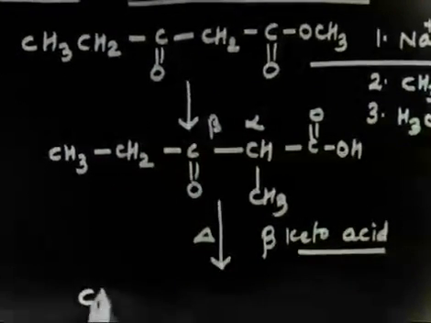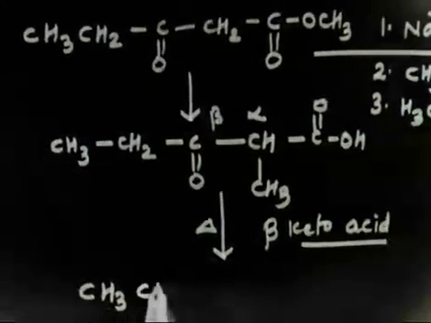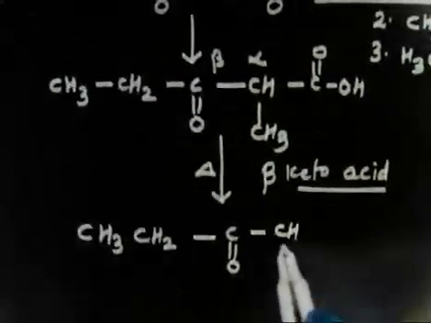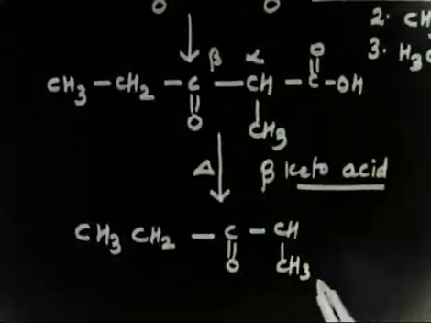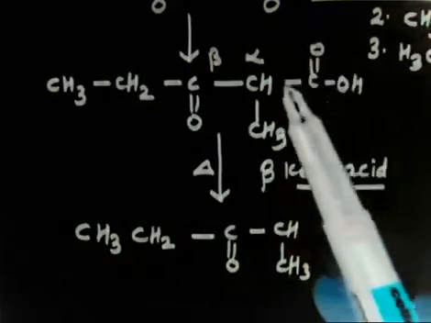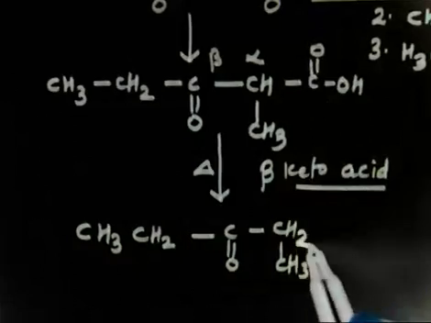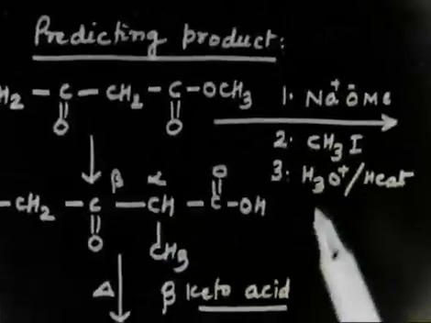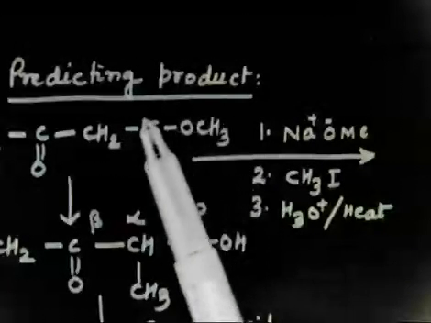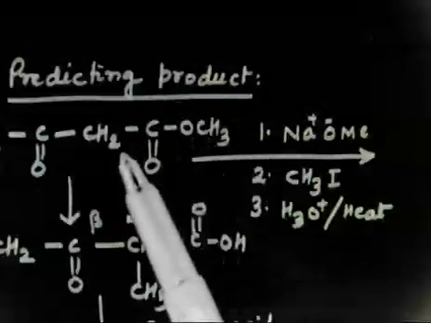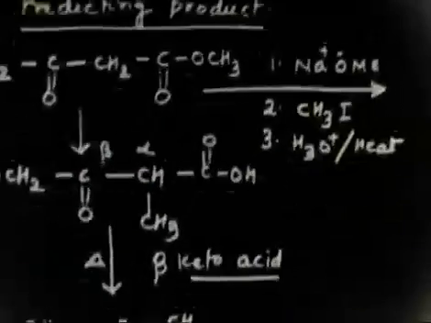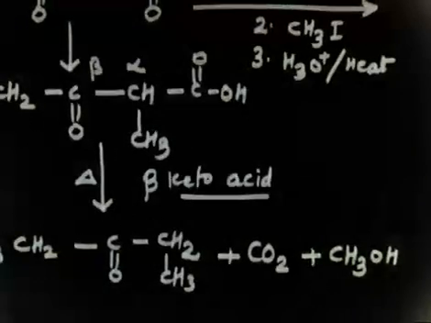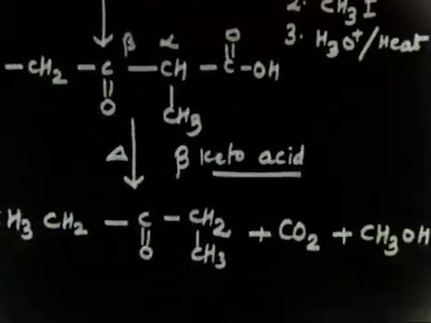So you will have CH3, CH2, CO, CH, CH3, and here, with decarboxylation, CO2 will be released and you will have only hydrogen, so CH2 will be there, plus CO2. And you have one more product coming from here, CH3OH, because we already said this is an ester. Hydrolysis of an ester will give you acid plus alcohol, so one product you will also have is CH3OH. I think all of you are able to understand. Let us do the next one.